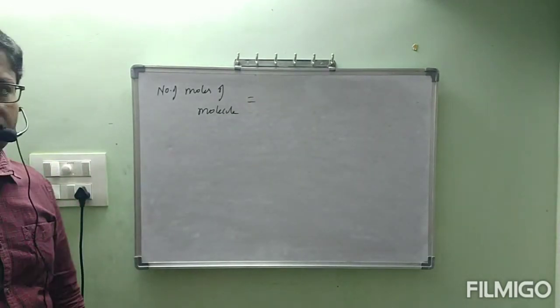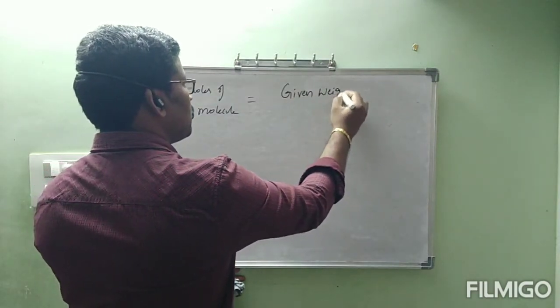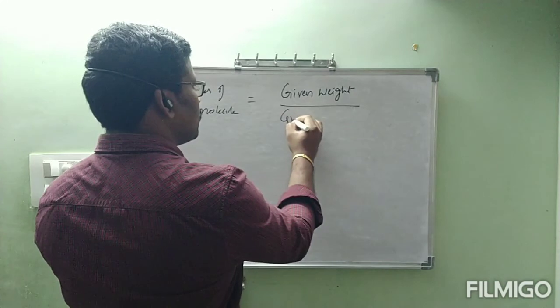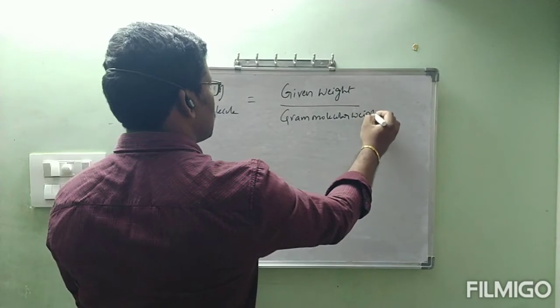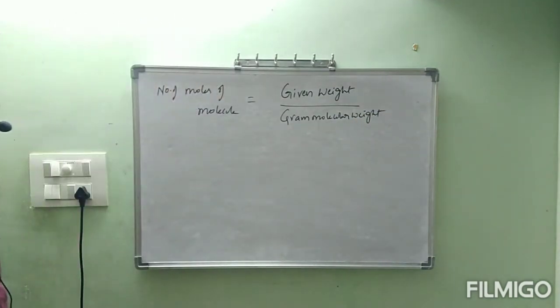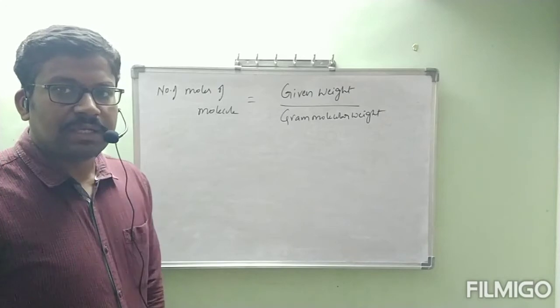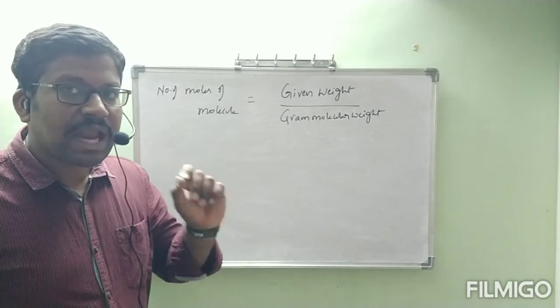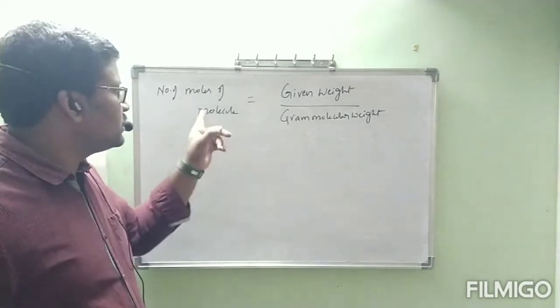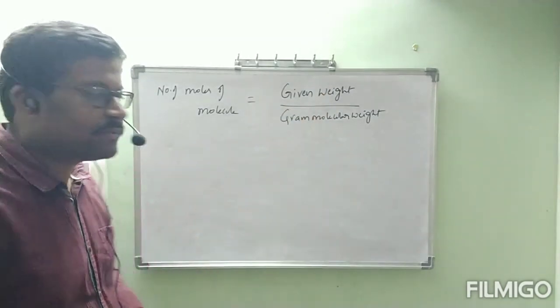Number of moles of molecule is equal to given weight by gram molecular weight. This is the formula. Previous one, number of moles of element is equal to given weight by gram atomic weight. It is an element, and an element contains small particles called atoms, so we wrote gram atomic weight. Here this is a molecule, so we wrote given weight by gram molecular weight. Let us see some examples.